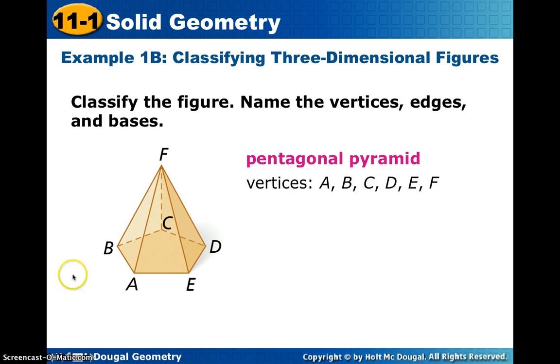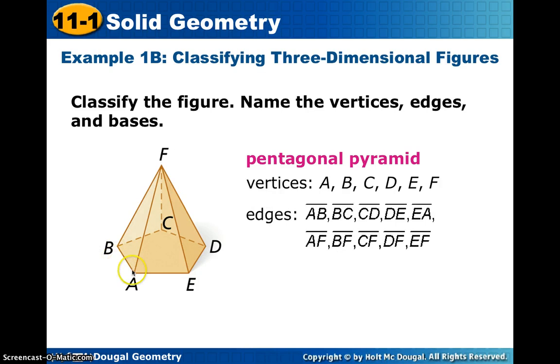And then let's name the edges going all the way around the bottom. The edges would be AB, BC, CD, DE, EA. And then going from the bottom up to the top, we have the edges AF, BF, CF, DF, EF. And then at the bottom, we already talked about this base. The pentagon at the bottom is ABCDE.